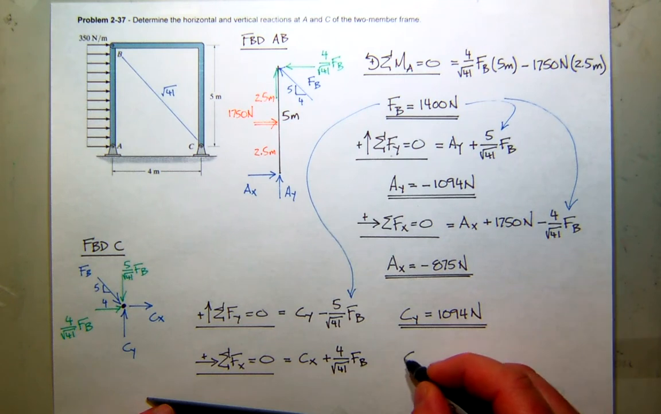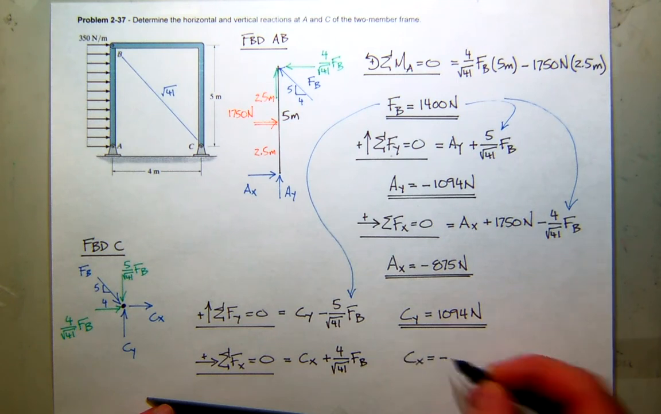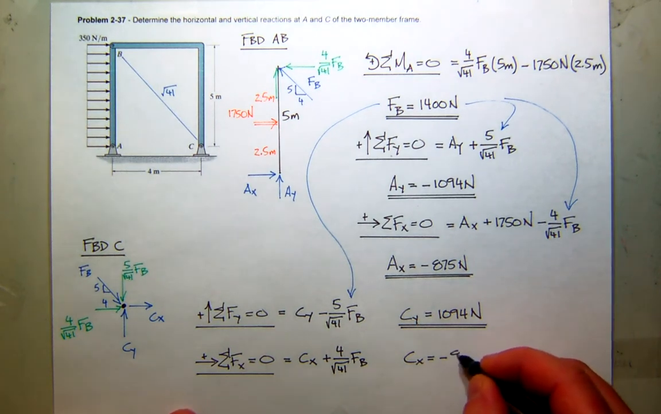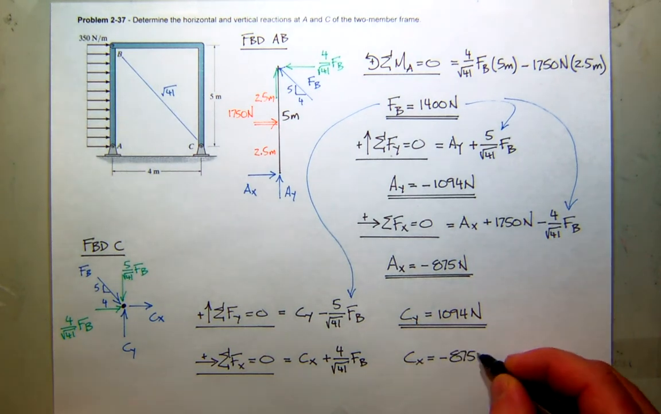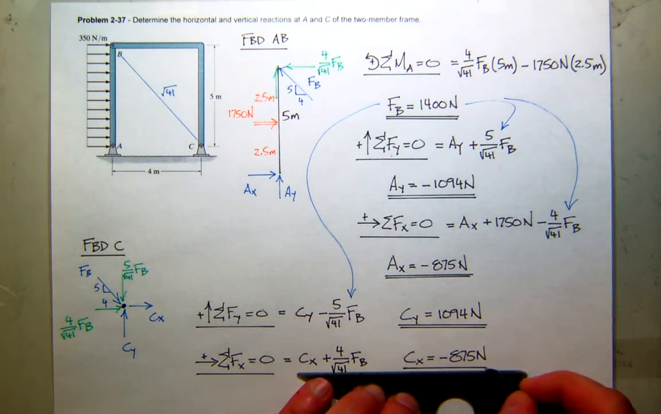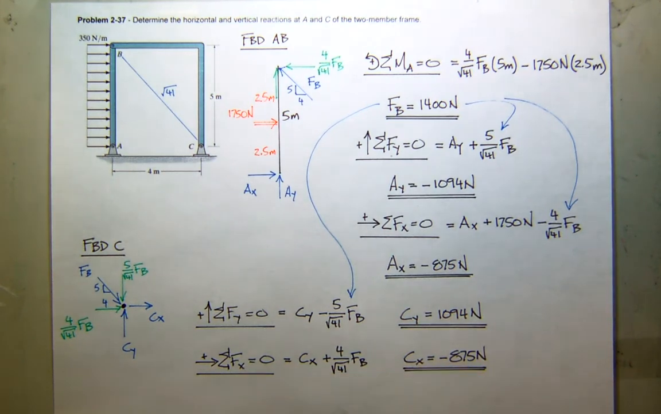So that looks like Cx is going to be negative. What's that? 875. 875. Negative. Cool.